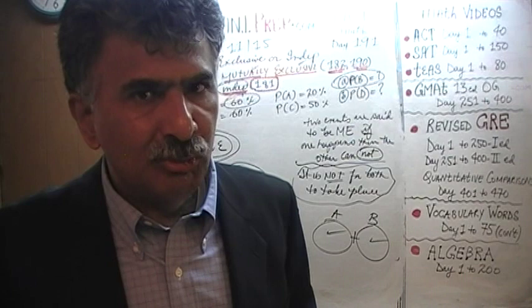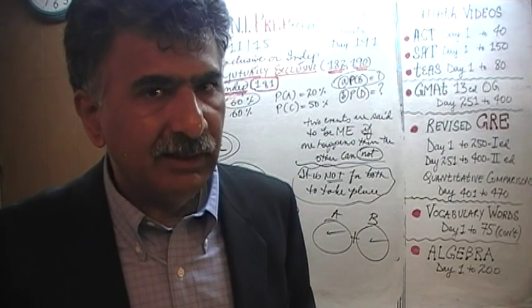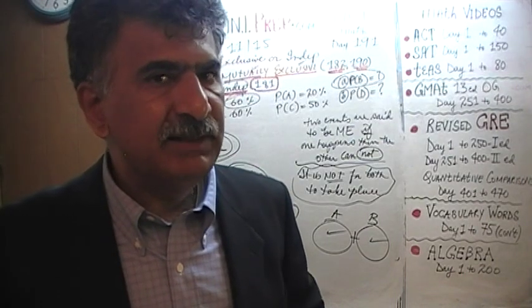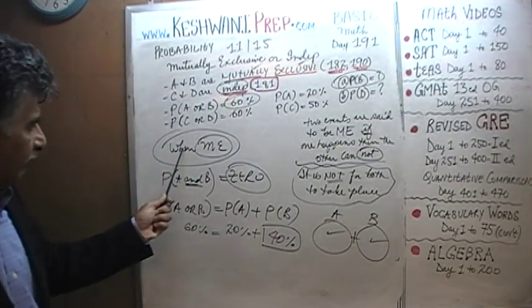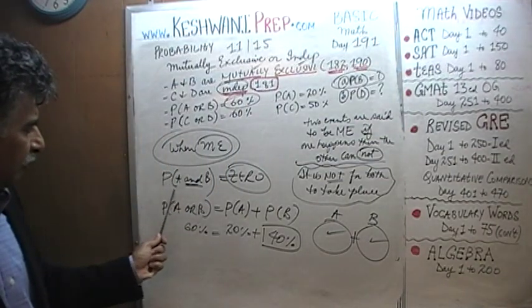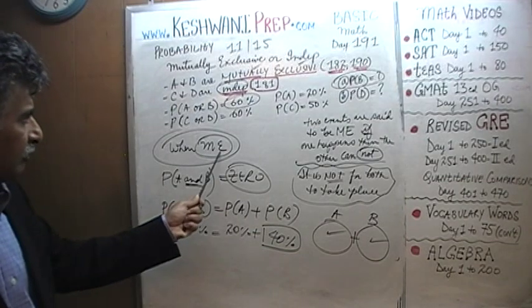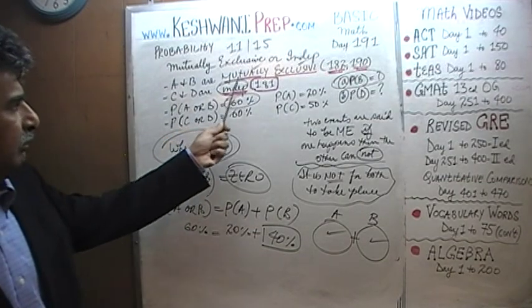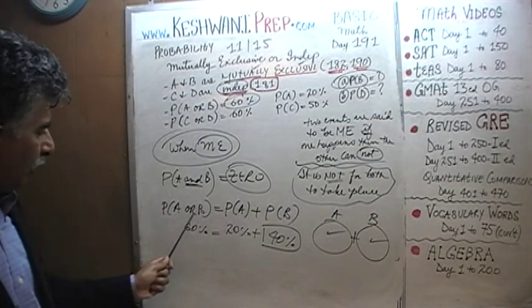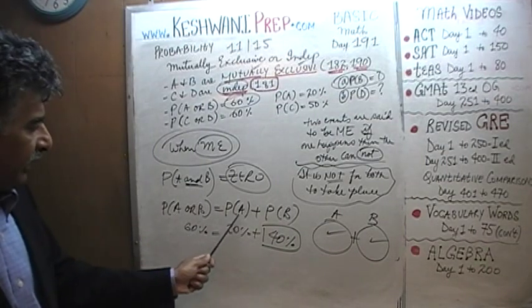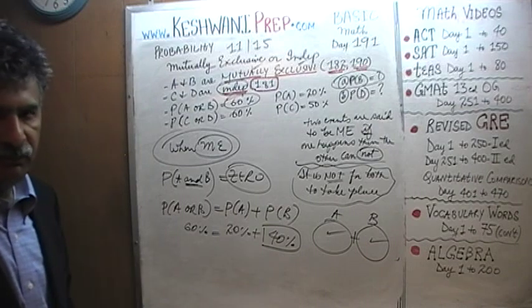If the two events are mutually exclusive, then the odds of either A or B happening is simply the sum of the two odds. One more time. If events A and B are mutually exclusive, which we are told here, then the odds of either A or B happening is simply the odds of A plus the odds of B.